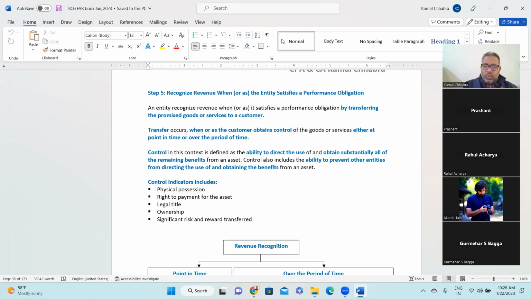This is again very similar to what we studied in step 2, which is performance obligation, right? Physical possession: if you have the physical possession of the car, that shows you are the owner of the car, right? Right to payment for the asset: if you are selling that asset, then you are getting the collection, so you have the right to get the money out of those assets. And you have the legal title of the respective asset, and ownership of the respective asset, or significant risk and reward has been transferred. So these are all control indicators when you consider that an asset is owned by somebody, right?